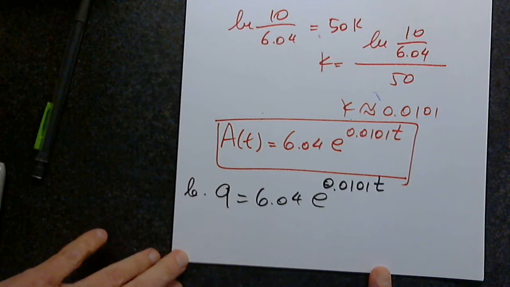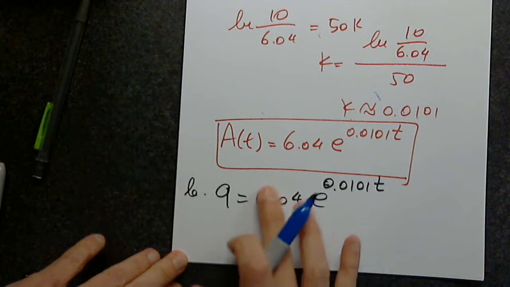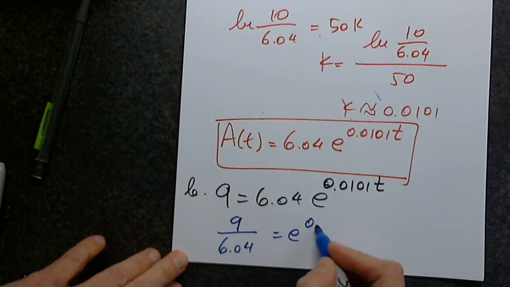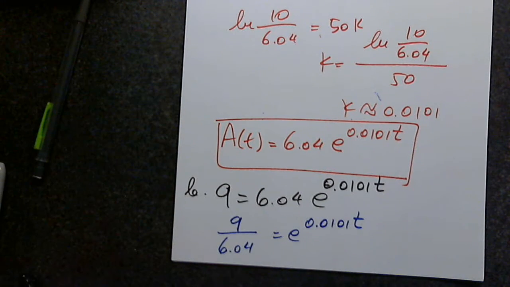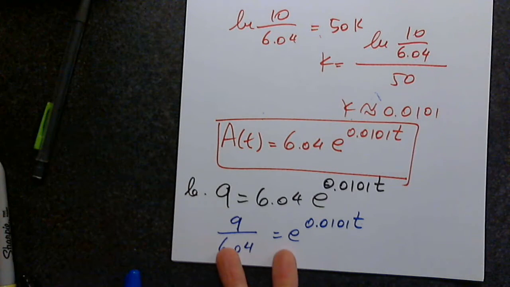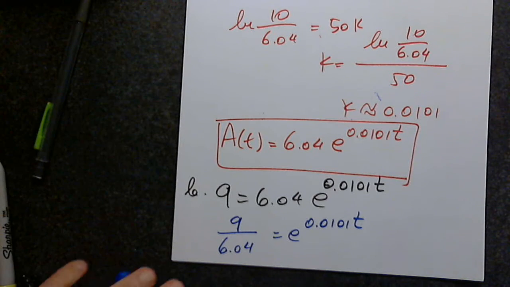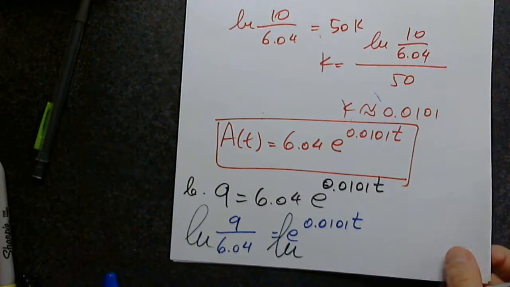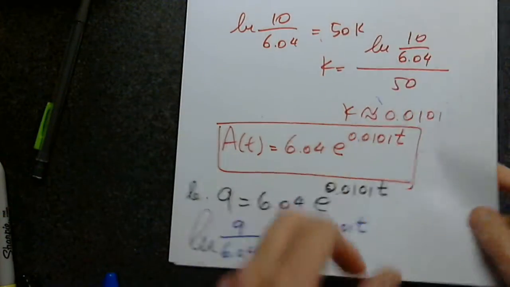Both sides by? Not yet. You're right, you're ahead of me. I have to divide by this. I have to clear this first. 9 over 6.04 equals e to the 0.0101t. And only now I can do that. Yes, of course, the only option, because those two sides cannot be presented with the same base. So I will have to apply what to both sides? Excellent. Any questions, please?